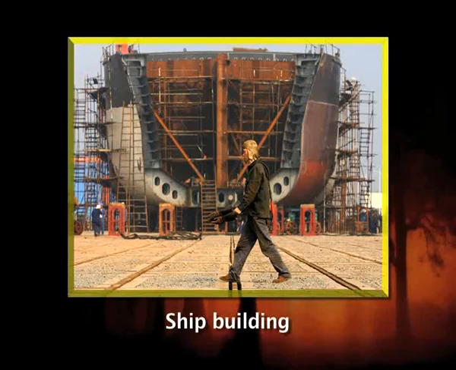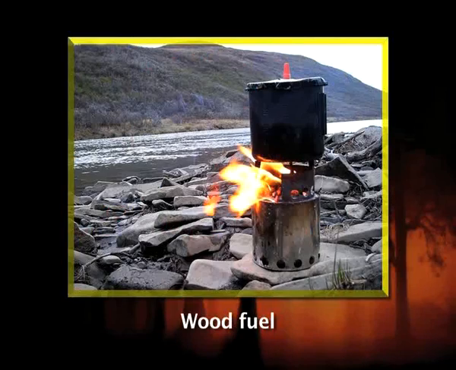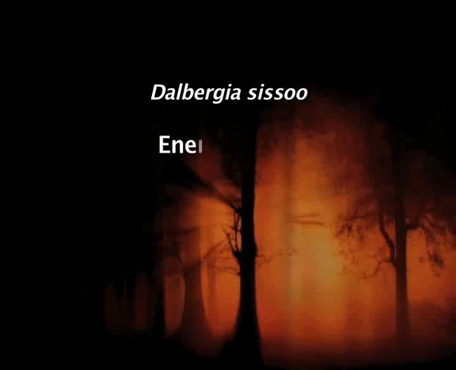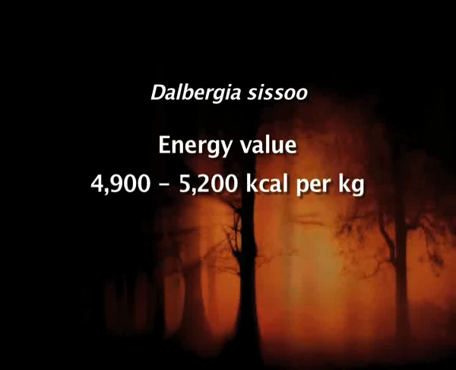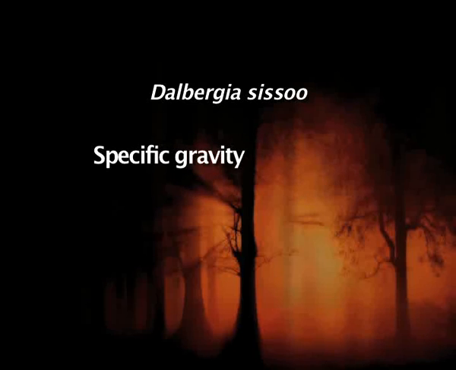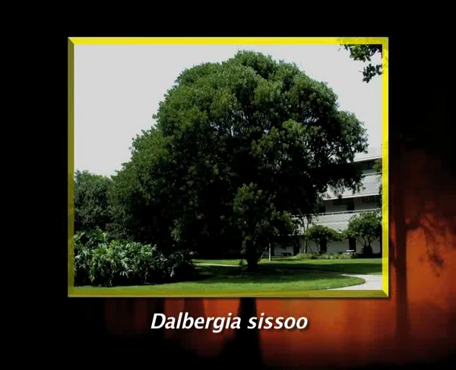furniture, shipbuilding, and fuel. Sissoo wood is classed as an excellent fuel. Calorific values of the sapwood and the heartwood are 4,900 and 5,200 kilocalories per kg respectively. Specific gravity is between 0.64 and 0.7 depending on the locality. The wood is also suitable for making charcoal. As fuel wood, it's grown on a 10 to 15-year rotation.